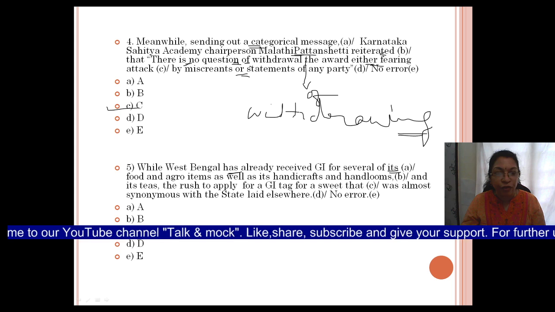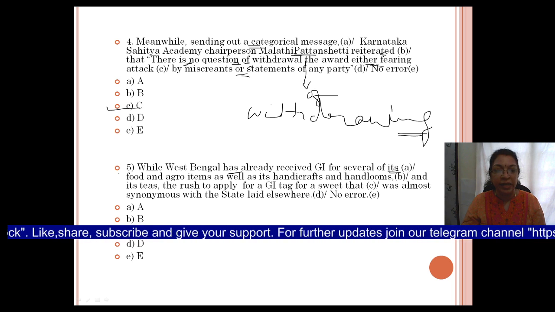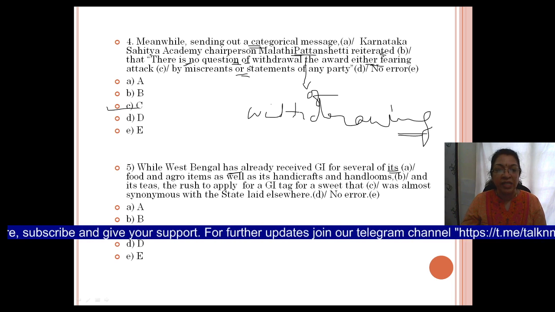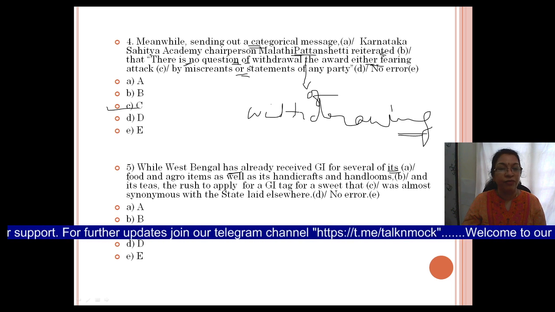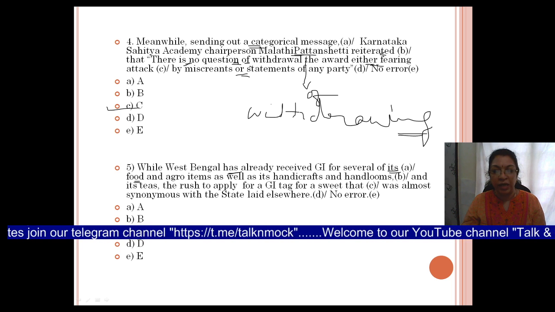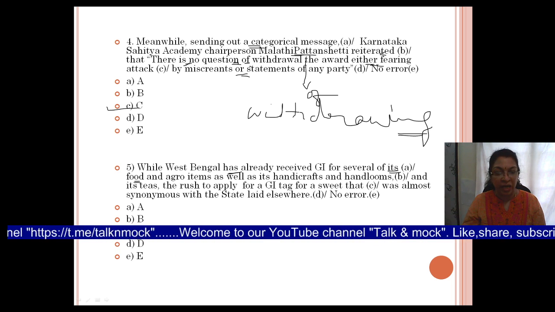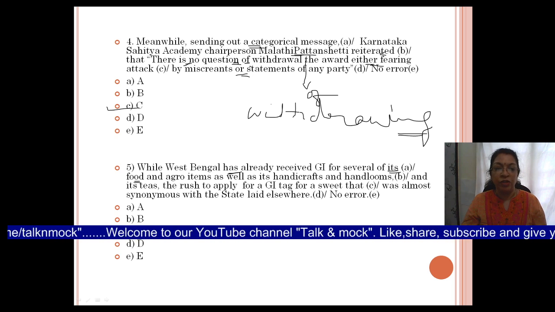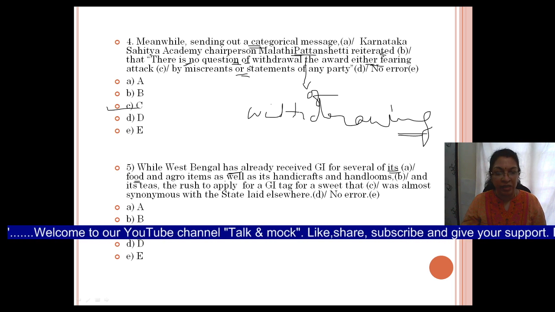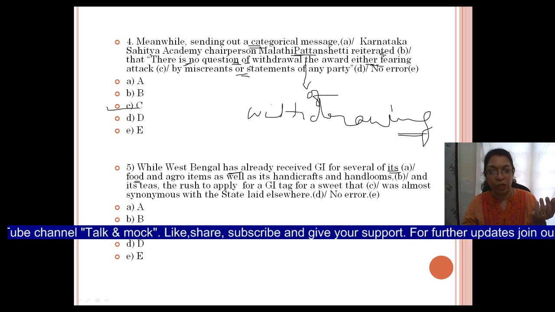Then food, its food and agro items, as well as its handicrafts and handlooms and its teas. Okay, so even if you have as well as, it's about food. Its food should be the main verb here. Of its food as well as handlooms and its teas. The rush to apply for a GI tag for a sweet. So the rush to apply, till this is right. For what? For a GI tag, for a sweet.